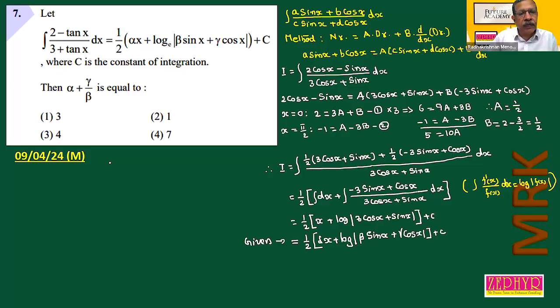On comparing, we have got alpha equal to 1, coefficient of x. Now, coefficient of sin x, that is 1, beta equal to 1. Now, gamma, that is coefficient of cos x, gamma equal to 3. What you are being asked to find out is alpha plus gamma by beta. Therefore, alpha plus gamma divided by beta is equal to alpha is 1, gamma is 3, and beta is 1, which is equal to 4. So answer is 4.